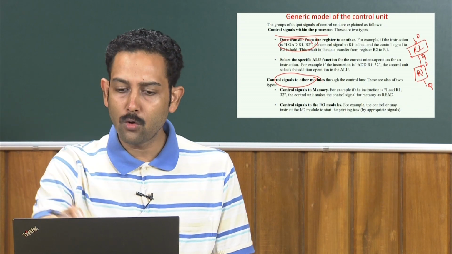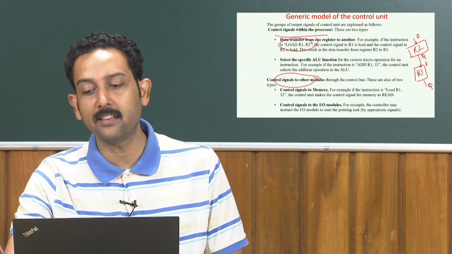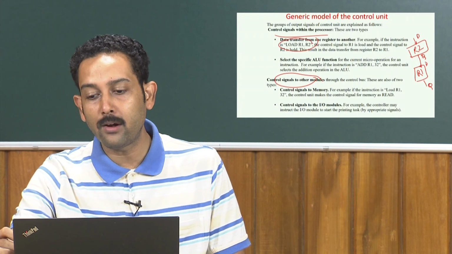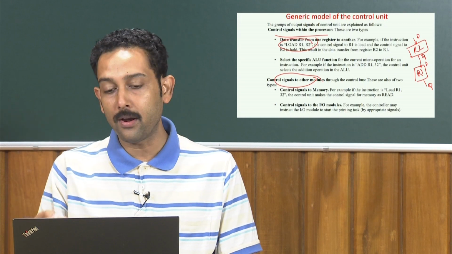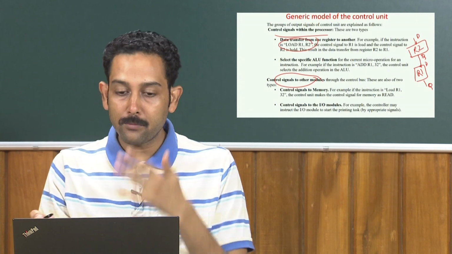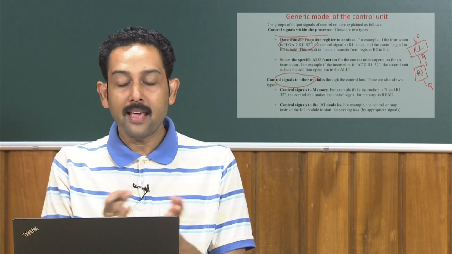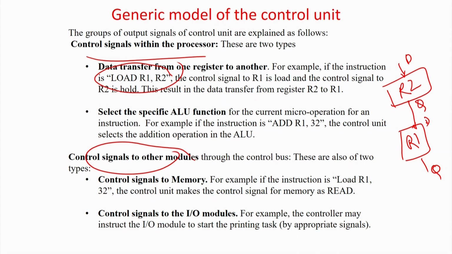But for this load, what happens? You will connect the multiplexer in such a fashion that the output of R2, that is Q, will be connected to the D of R1. So, you will load R2 into R1. In that case, it is a simple load operation. So, the control unit will generate the signals for the multiplexers of R1 and R2.